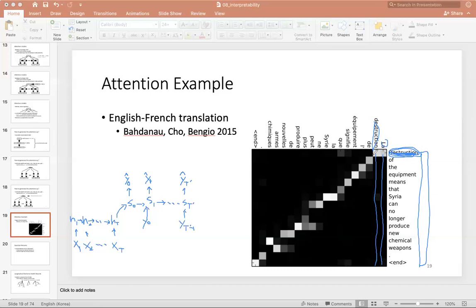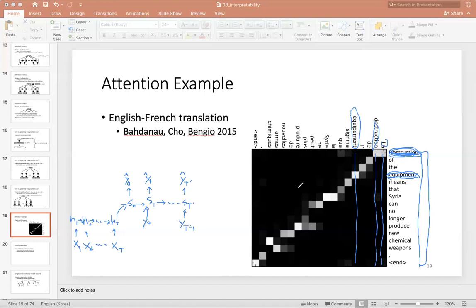And I don't know French that much, but just to look at some very easy tokens like this. This looks like "equipment." Of course, the same word here. So you can assume that when the RNN, the decoder, is trying to predict the French word "equipment," then of course all the attention should be focused on the English word "equipment."